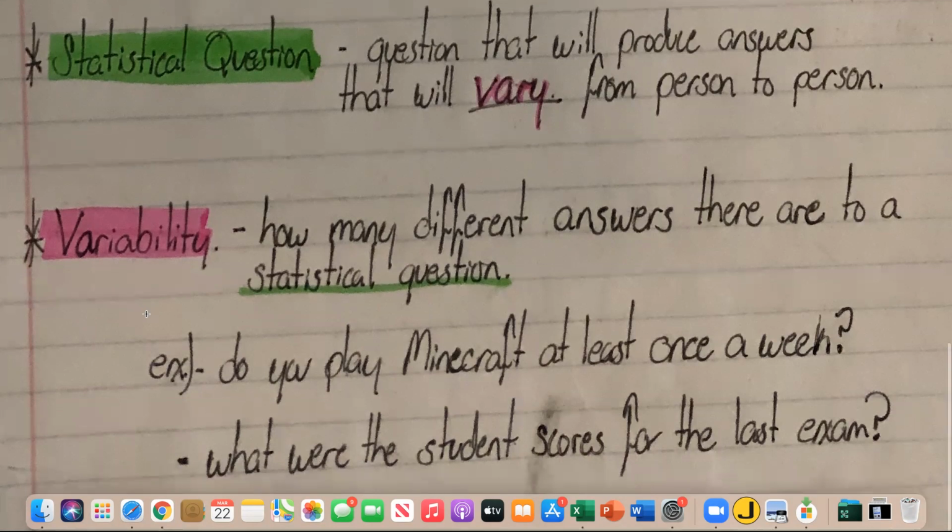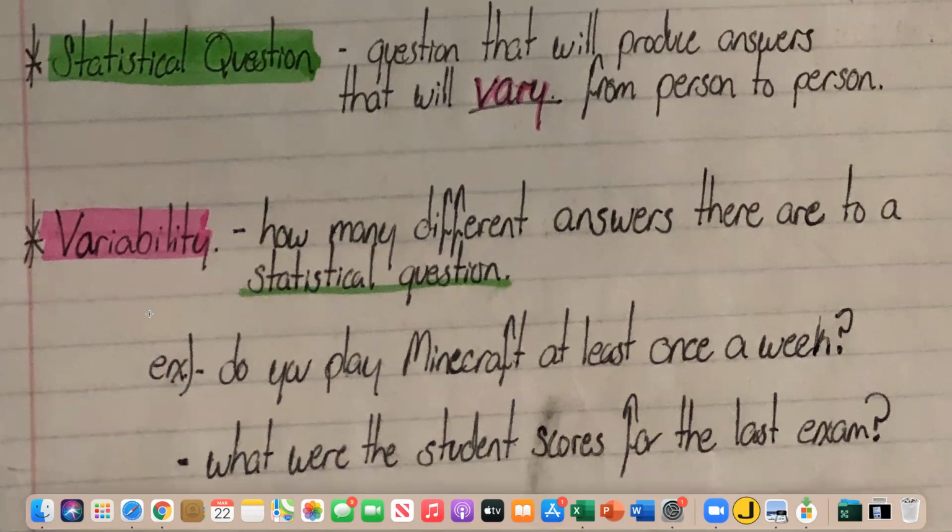Look at these questions down here. Do you play Minecraft at least once a week? Again, consider that question. How many answers are there to that question? Only 2 answers. Yes or no. Is there a lot of variability? Is there a lot of difference in answers? No, there's only 2 possible answers. So no, there is not a lot of difference.